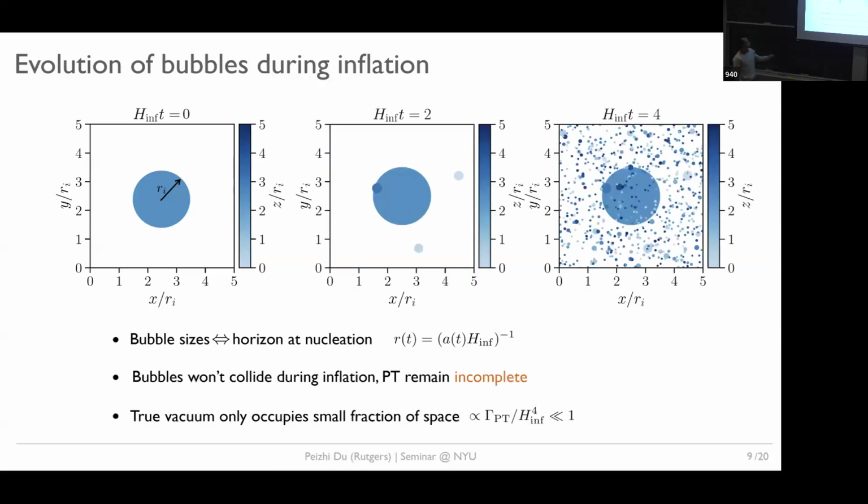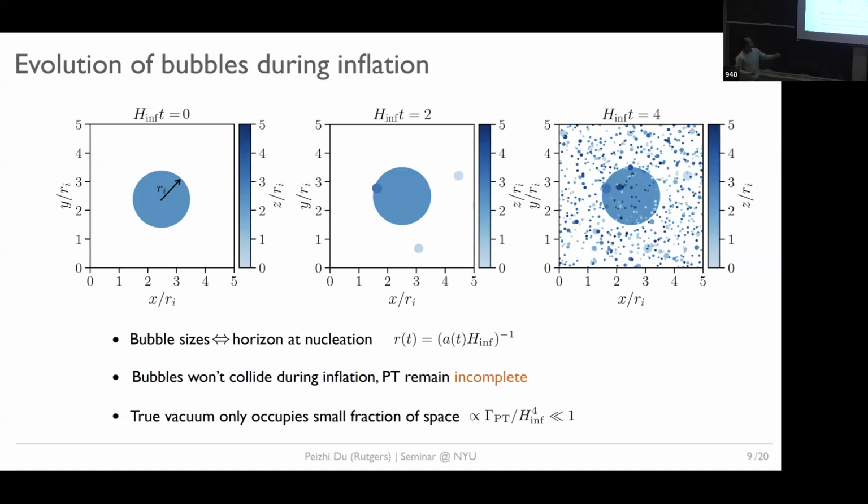As time evolves, more bubbles are generated. Because they are generated at a later time, the co-moving horizon shrinks, so we get smaller bubbles. Now, because we consider an incomplete or slow first-order phase transition, these bubbles do not collide because they are far away from each other. Here you might see bubbles overlapping in this image because it's a 2D projection of 3D. They're actually not overlapping in 3D. We use the color to indicate the z coordinates, so they are not overlapping.